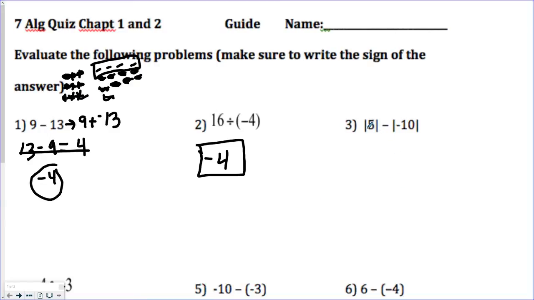What about number 3? Well, do the absolute values first. What's the absolute value of 5? Well, that's 5. Minus, what's the absolute value of negative 10? Well, that's 10. What's 5 minus 10? Well, 10 minus 5 is 5. But if I start with 5 and I take away 10, it's going to be a negative 5 because I'm taking away more than what I have. So negative 5 is my answer there. So do the absolute value numbers first, and then worry about whatever's outside the absolute value second.